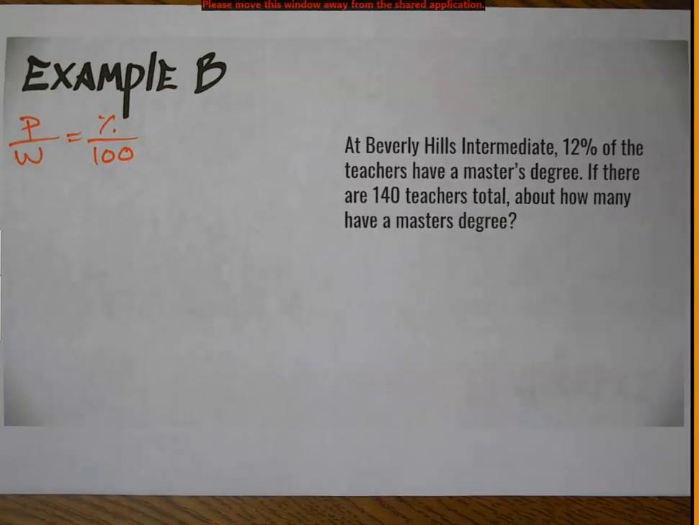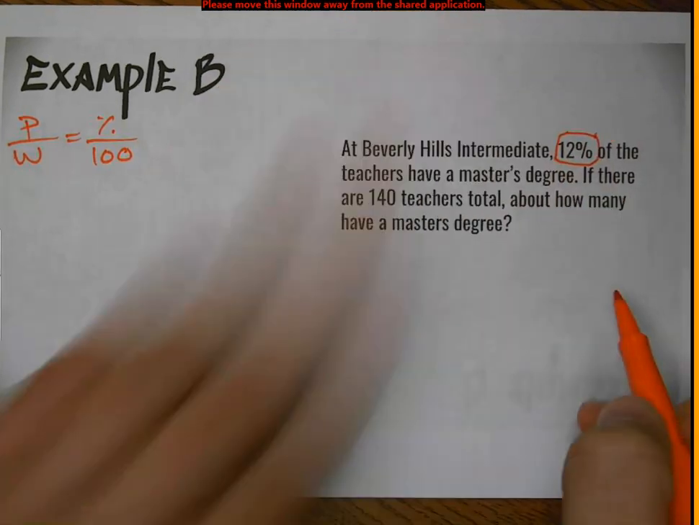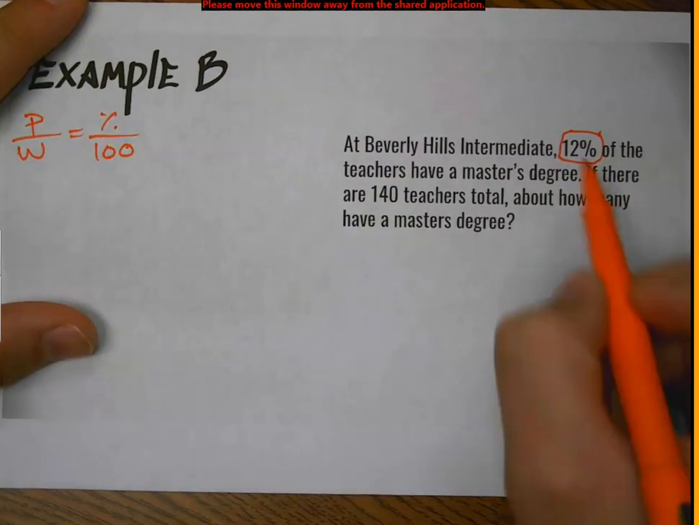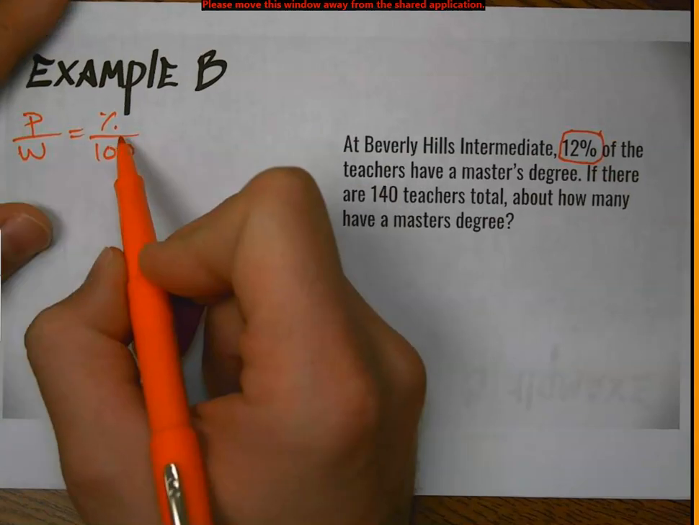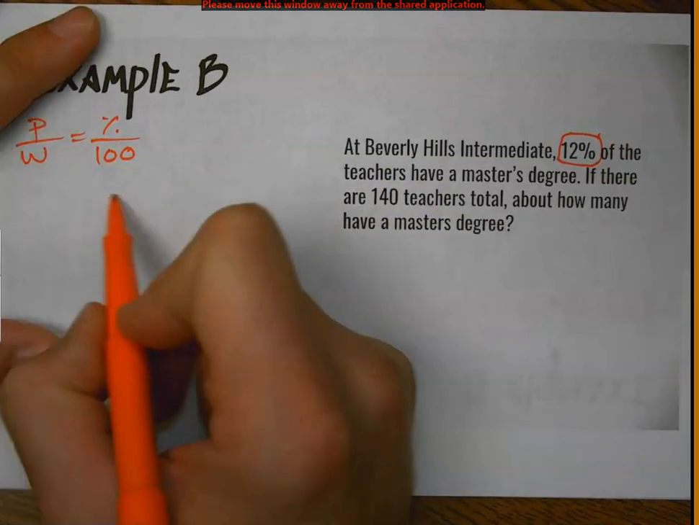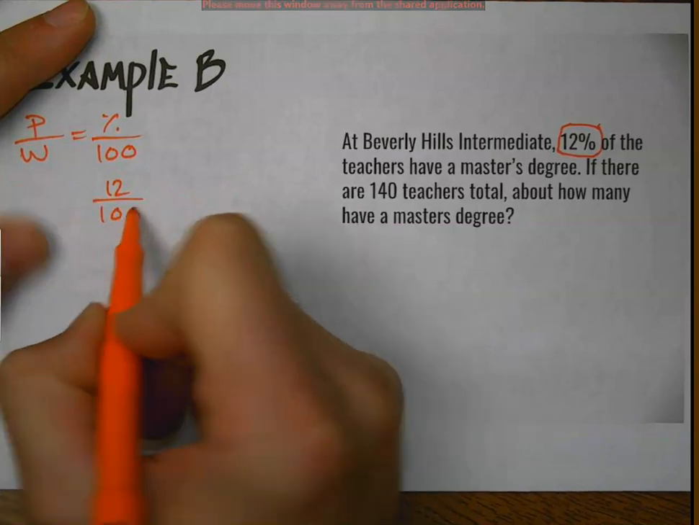whole. Okay, whenever they do this right here, I love that. That makes it so easy. Whenever they put the percent sign in there, you don't even have to think about it. You know where it goes. It goes in the spot where the percent sign is. So this is going to be 12 over 100.